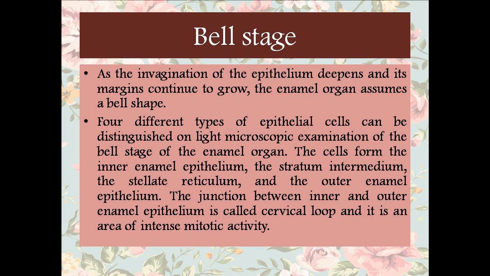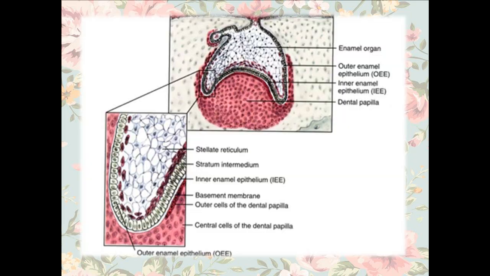That is, the cells form the inner enamel epithelium, the stratum intermedium, the stellate reticulum, and the outer enamel epithelium. Now here we see a new member, that is the stratum intermedium. The junction between the inner enamel epithelium and the outer enamel epithelium is called the cervical loop, and it is an area of intense mitotic activity.